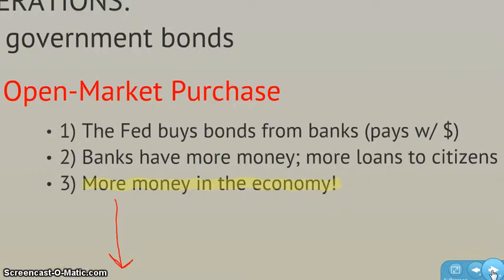The other thing they can do with buying and selling government bonds is an open market purchase, and it's just the opposite. They are now purchasing bonds back from banks. So what they do is they basically give the bank cash, and the bank gives them back, the Fed, back those bonds. Now that the banks have more cash money, they are going to loan that money out to citizens, and that will create more money for the economy.